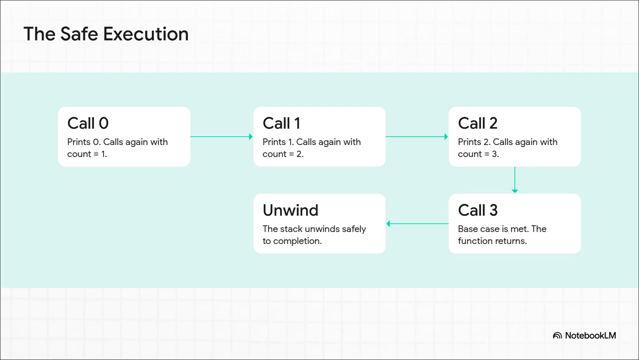So let's trace this new, controlled version. We call it, it prints 0. Then it calls itself, it prints 1. Calls itself again, prints 2. Each time it's adding to the stack. But then it gets called with the count of 3. Our base case is met. It stops and returns. And that's the magic moment, because now the function that was waiting for it can finally finish. And once it finishes, the one below it can finish. The stack just unwinds, one plate at a time, perfectly and safely. The program finishes without a crash.